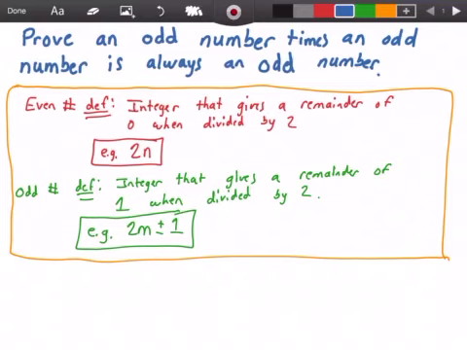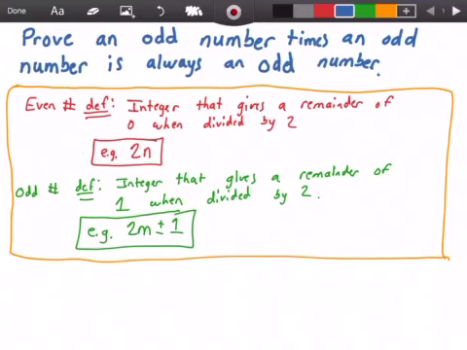Okay, so all integer values are either even or they're odd. An even number is just an integer value whose remainder is 0 when divided by 2. So for example, 2 times any arbitrary integer value would be an even number. Now an odd number is an integer that gives a remainder of 1 when divided by 2. And an example of this would be 2 times m, where m is some arbitrary integer value, plus or minus 1. Okay, so when we divide by 2, you can only get either a remainder of 0 or a remainder of 1.